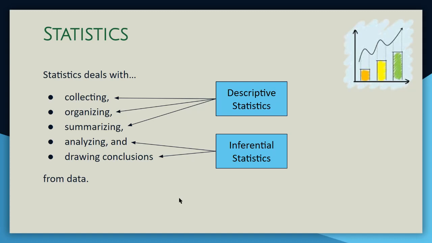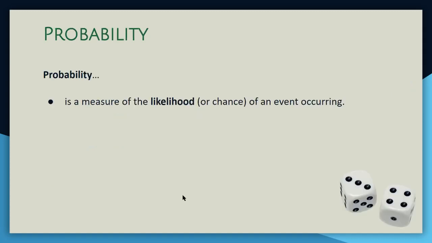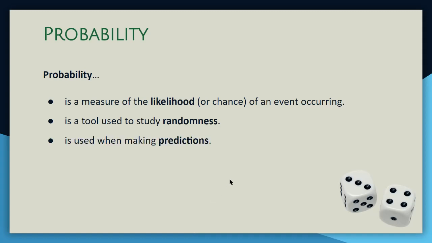To connect descriptive to inferential statistics, we need to talk about probability. Probability is the measure of the likelihood or chance of an event occurring. You see them pretty regularly when you look in a weather app, trying to determine whether it's going to rain or not. They'll give you a percentage which represents the likelihood that it will rain during that hour. It is also a tool that is used to study randomness, and most importantly, in the context of statistics, it is used when making predictions.